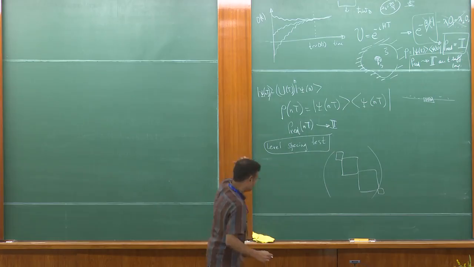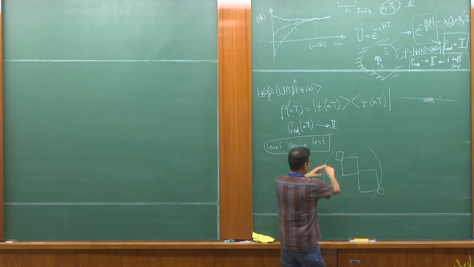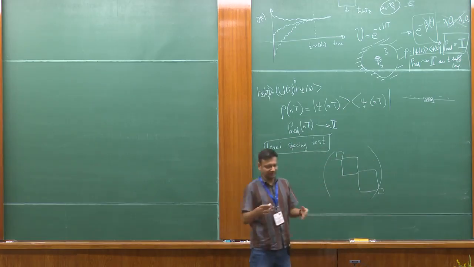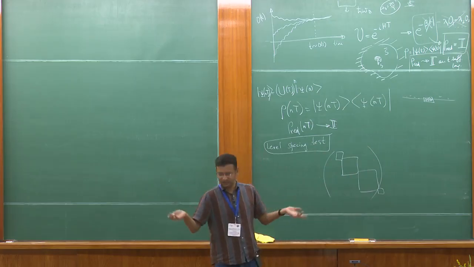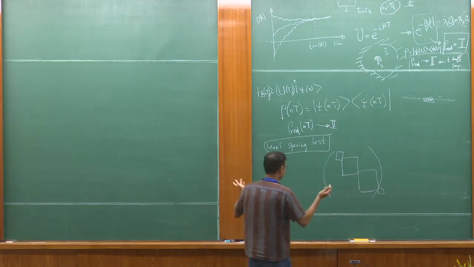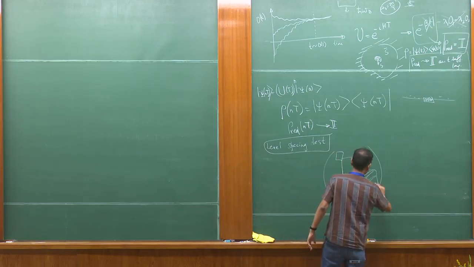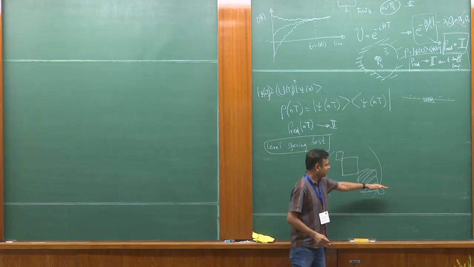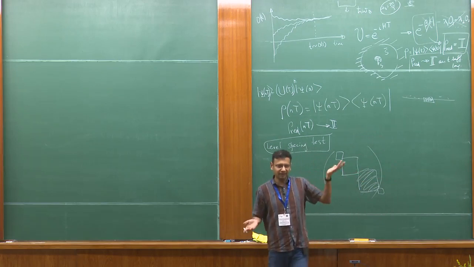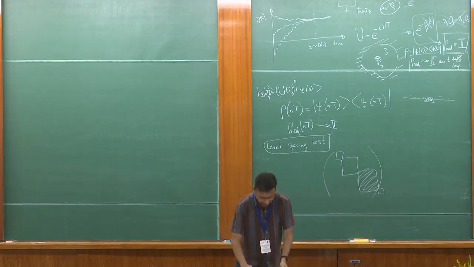Good. So suppose you do that, and then you look at your biggest sector. Maybe your biggest sector is the momentum equal to 0 sector. So you look at your biggest sector, and then from your exact diagonalization, you get a bunch of energy levels. Then this level spacing ratio test is the following.